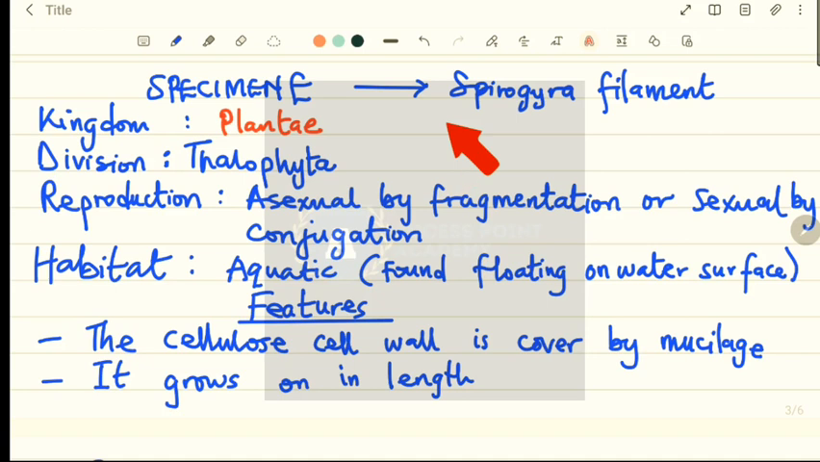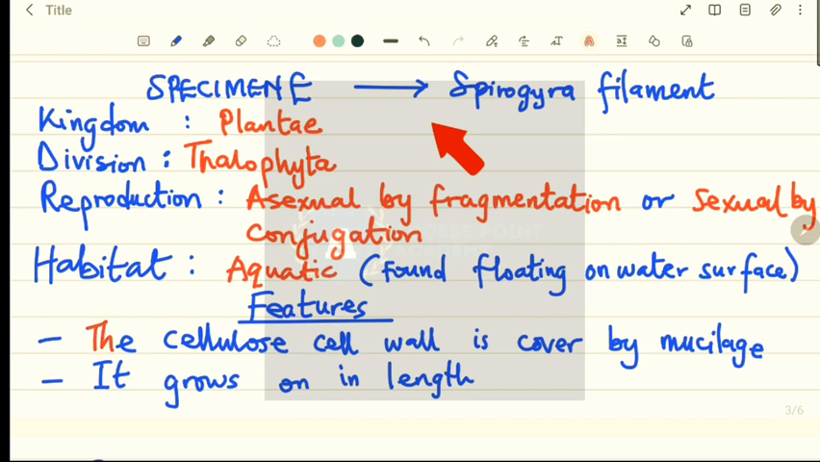The kingdom is plants, and it is a thallophyte. That's their division. It can reproduce asexually by fragmentation, vegetative propagation, and sexually by conjugation. So it can reproduce both sexually and asexually. It has an aquatic habitat and is found floating on water surfaces.